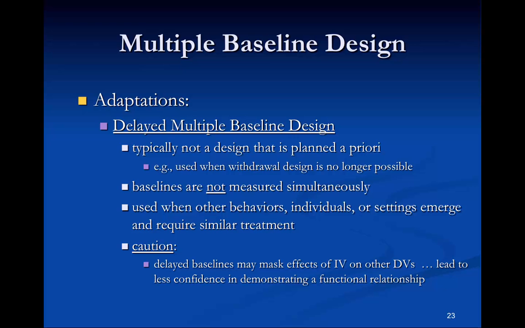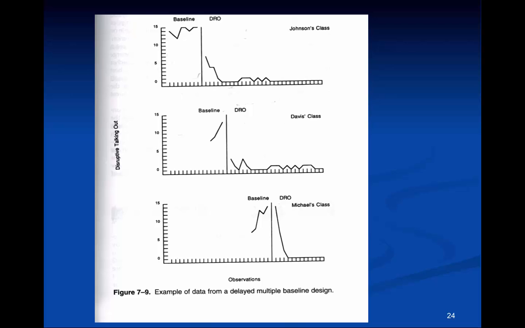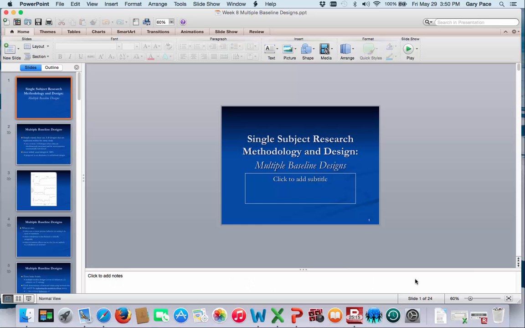And then there's the delayed multiple baseline design, which means that the baselines are not necessarily measured simultaneously. Some people have problems with this, but I've done a lot of variations of these, where again, you're not necessarily running it out. You're just demonstrating that the baseline is high in all three of these conditions before the intervention. And these may not all be run at the same time. So that's it for multiple baseline.